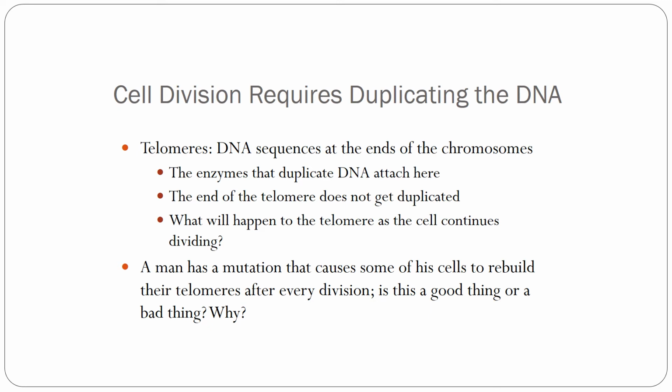We talked in the past about the aging theory, that wear of the telomeres causes aging, and this is a question for you in this slide: a man has a mutation that causes his cells to rebuild their telomeres after every division. What will happen with this man? Is it a good thing or a bad thing? I think you know the answer, but you can think about it and include into your discussion whatever we talked about before in previous classes.